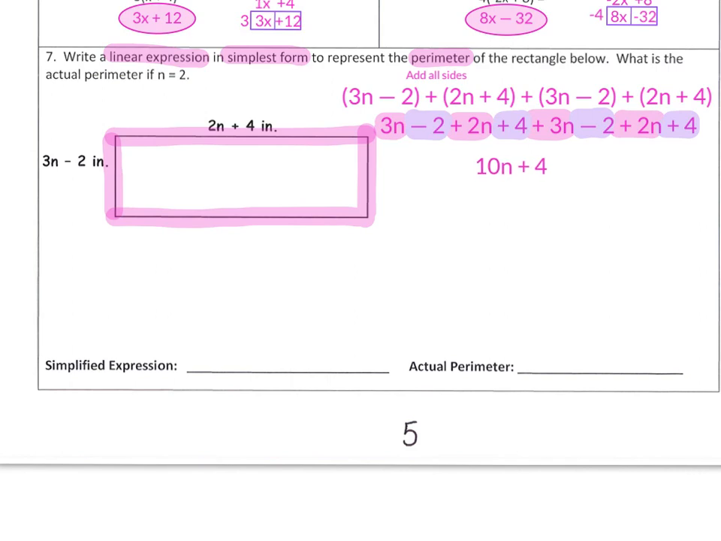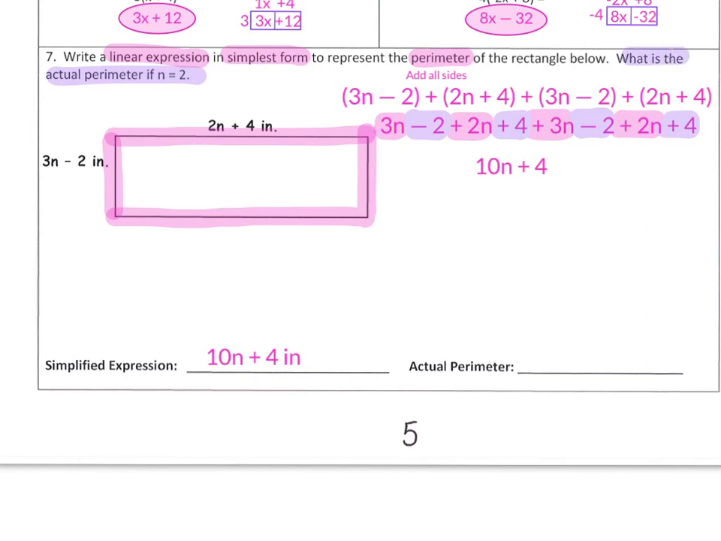That goes in the first blank, the simplified expression. So this is before I sub anything in. So the 10n plus 4, and we were talking about inches, so I'm going to put a label there so I know that that is the simplified expression. Now that I've simplified this, I can go ahead and find the actual perimeter using the second part of the question. The second part said, what is the actual perimeter if n equals 2?